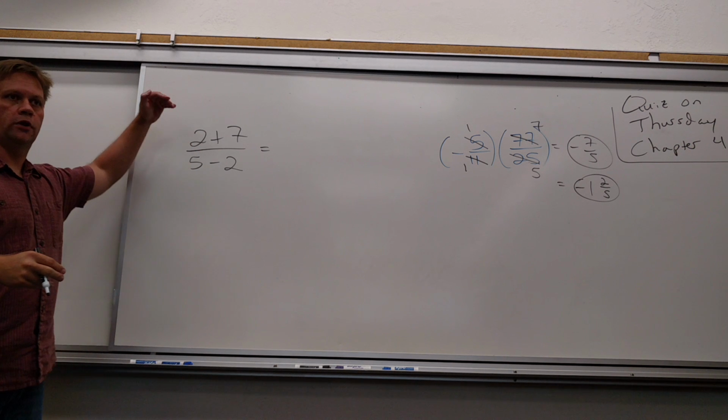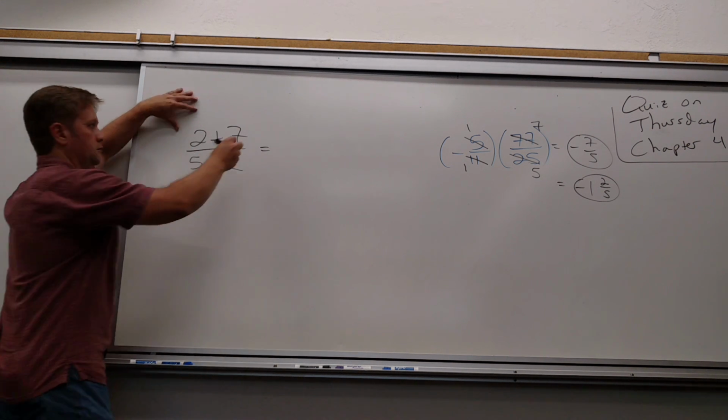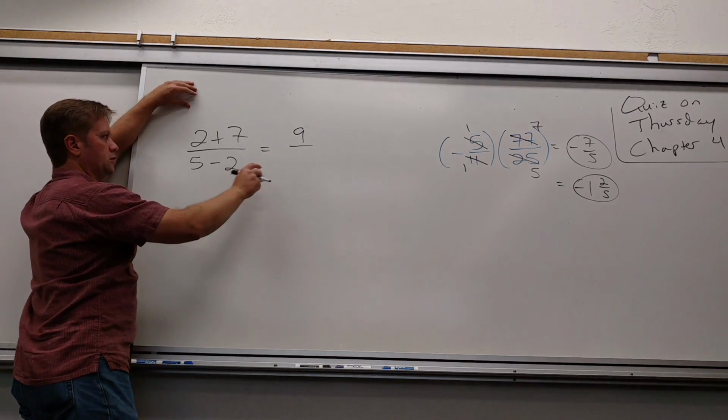So what do I do? How do I officially do this? 2 plus 7. Yeah, 2 plus 7. 9. 5 minus 2. 3.